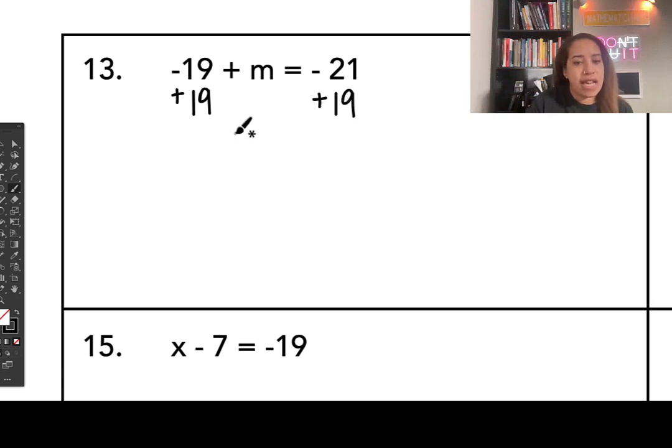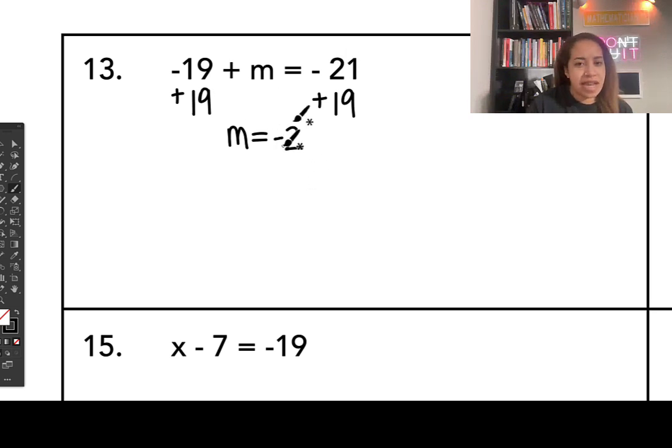So now we've got m all by itself on the left side. And then on the right side, we have -21 plus 19. Those have different signs, so we subtract the numbers. 21 minus 19 gives us 2. And then the higher absolute value was negative, so we do get a -2.